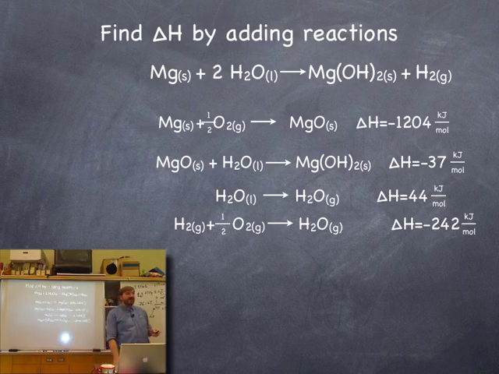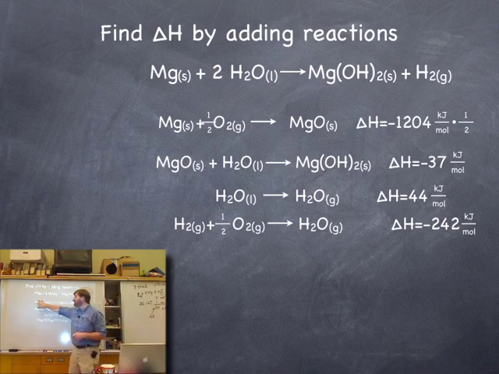Now, if I multiply the equation by some number, I have to multiply the delta H by the same number. So I'm going to take this and multiply it by 1/2. Now, I don't ever want to touch this equation again. I did this change to it so that it would match the magnesium. If I change it, it won't match, so I know I'm done messing with that equation.